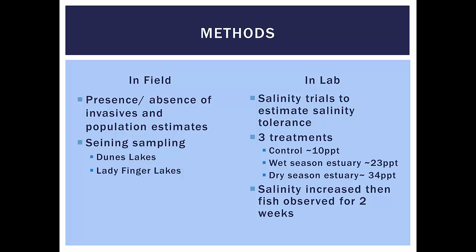So the first treatment was a control, and that's at 10 parts per thousand, which for freshwater species sounds high, but they're coming out of the lakes where it was 10 parts per thousand, so we wanted to keep them as similar to the environment they were coming out of as possible. And then the other two treatments I subjected them to, one was a wet season estuary estimate that we had from data that we were taking around the Ladyfinger Lakes region, and then this one was a dry season estuary estimate. And for each treatment, we subjected the fish to higher salinity and observed them for 2 weeks.